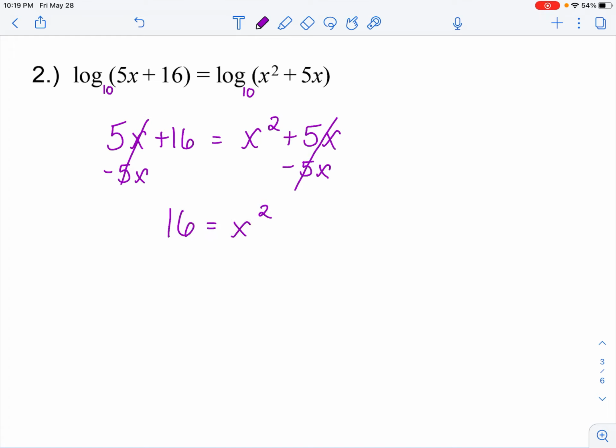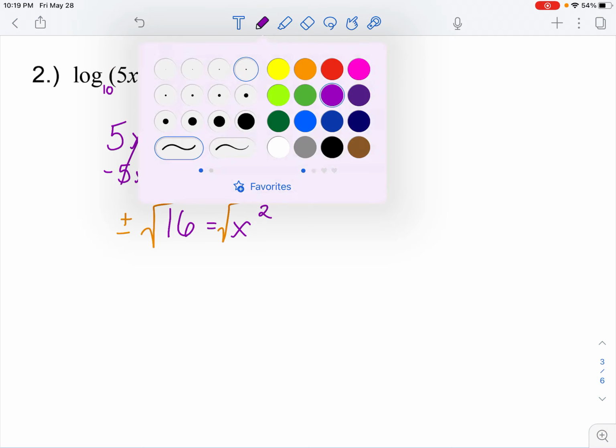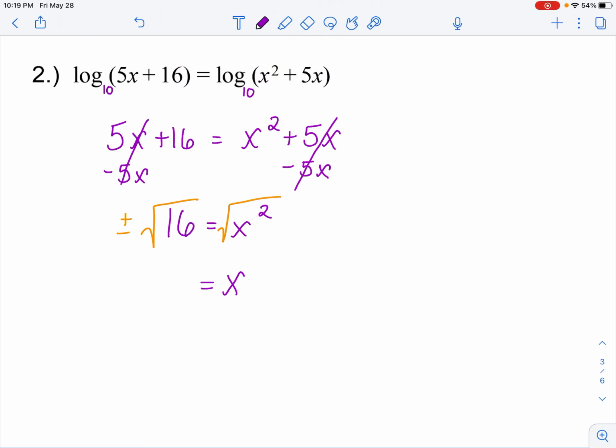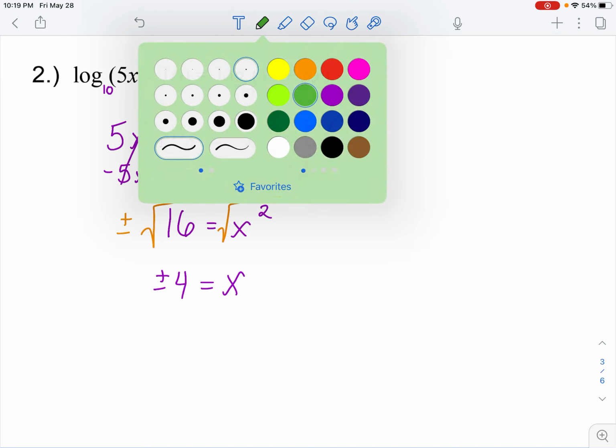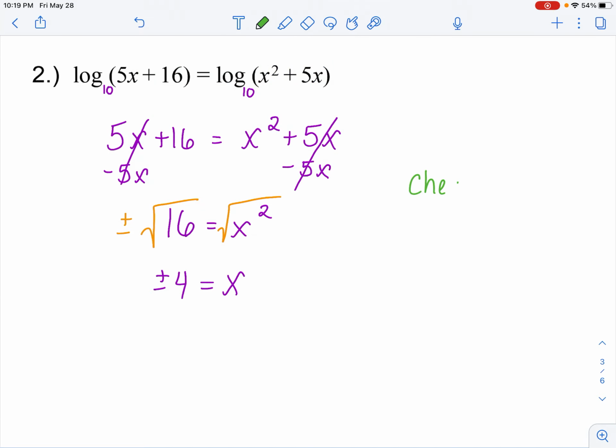I can solve that by square rooting both sides, which is going to give me x equals plus or minus 4. And now I need to check for extraneous solutions. So I'm going to do that on the side. This one, I believe, has an extraneous solution.